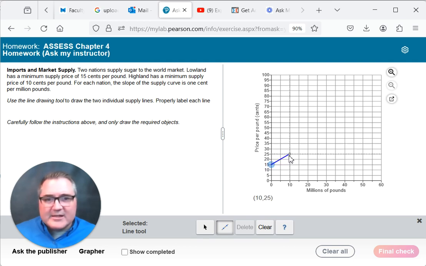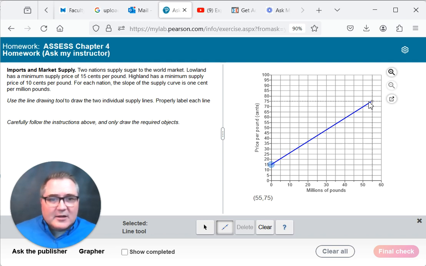But this graph isn't that granular. So if we go out to 10, what would 10 be? Well, 10 would be if there was 10 million pounds of sugar supplied. That would mean that based on the word problem here, the price had gone up by 1 cent for every million pounds. So now that lowland is supplying 10 million pounds, because that's what that 10 means right there, that means that the price must have gone up 10 cents. So it would be at 25, and so on. And that's the slope of the line.